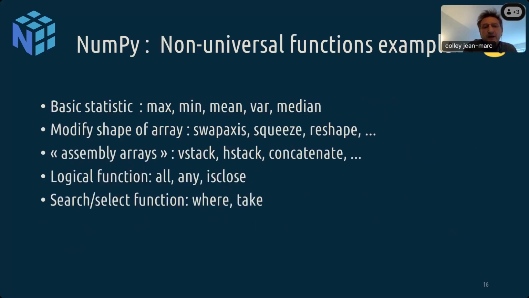Examples of functions that are not universal: basic statistics like max, mean, variance; functions that modify the shape of an array, like swap axis, squeeze, reshape; assembling arrays, vstack, hstack; logical functions like any or all; and search and select functions like where or take.